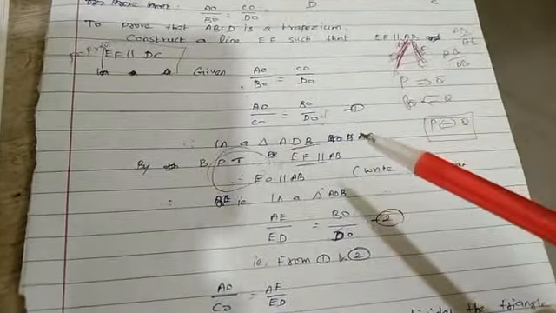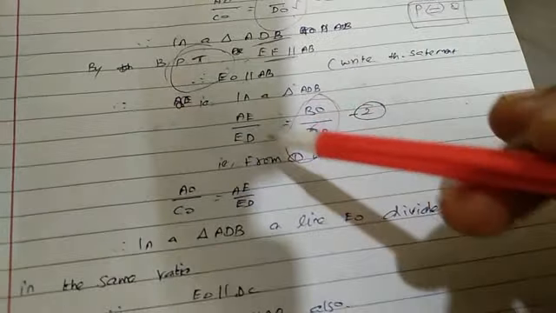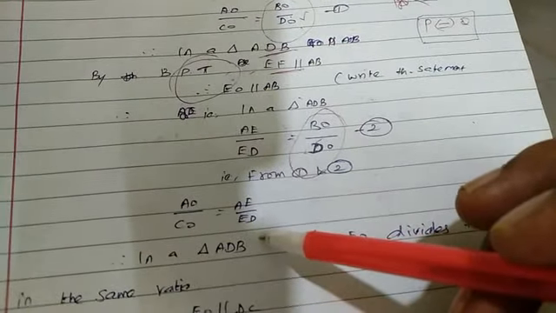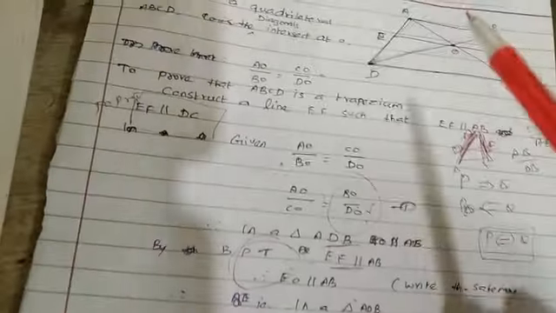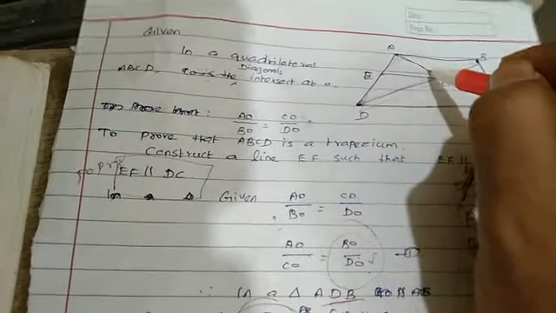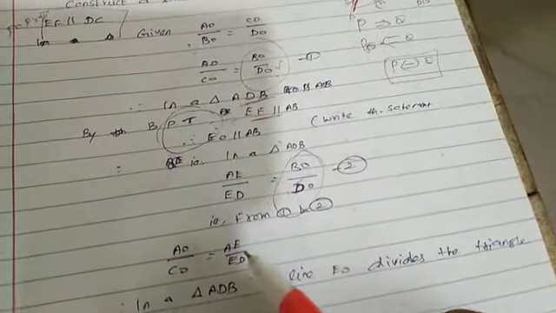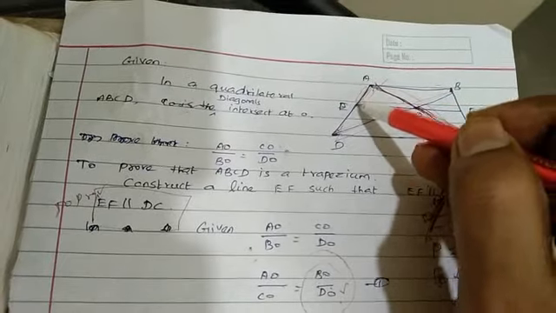Just compare these two things: BO divided by DO, the right sides, are equal. So automatically AO divided by CO equals AE divided by ED. We can write this. So in the triangle, EO divides the triangle in the same ratio. In this triangle, AO divided by CO on this side and AE divided by ED on the other.